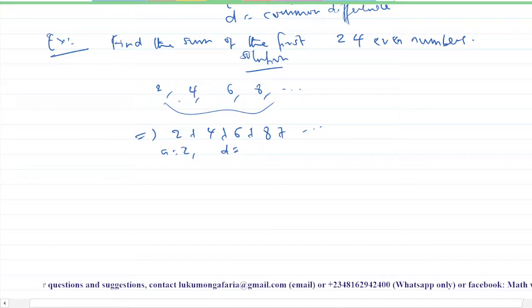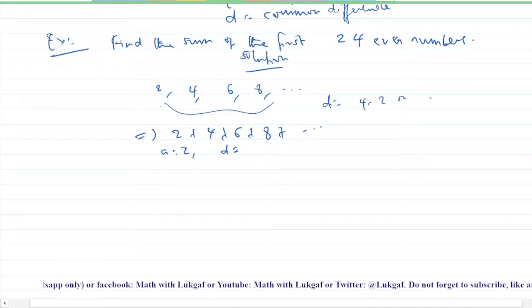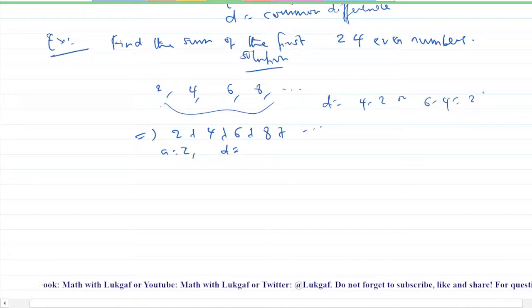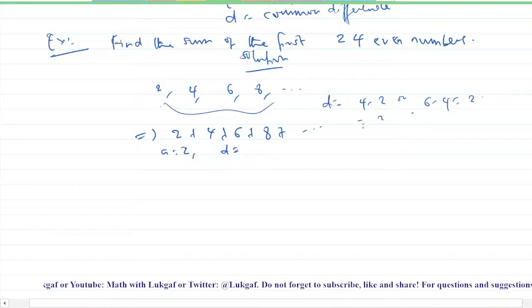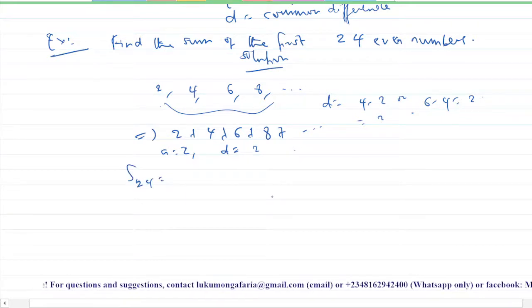Your common difference here will be what? Don't forget the common difference is obtained by subtracting the first term from the second term, or the second term from the third term. That's 4 minus 2 or 6 minus 4. Since it is an AP, you are going to have the same number, which is the constant. Then you have your D to be 2. So now we are asked to find the sum of the first 24 even numbers.